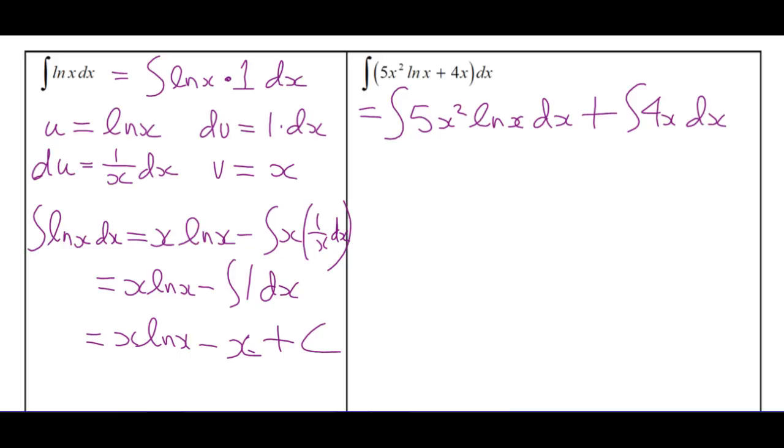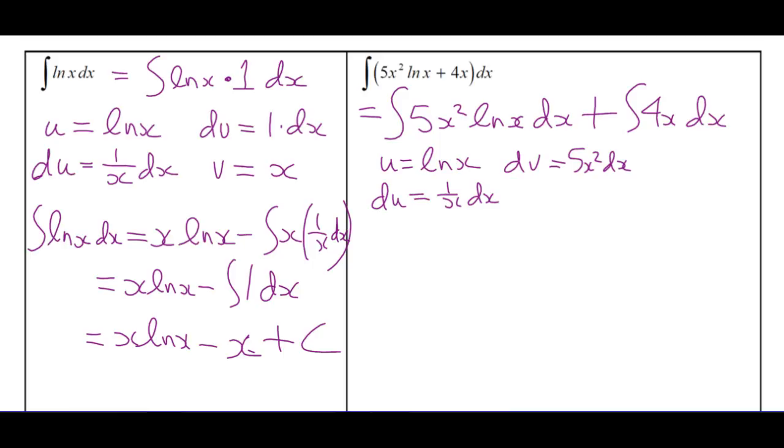So for this guy here, we're going to say, okay, so u is equal to ln x. And then du is 1 over x dx, and dv is equal to 5x squared dx, right? Because you don't want to say dv is ln x. We just learned this, right? And that's not an easy thing, right?